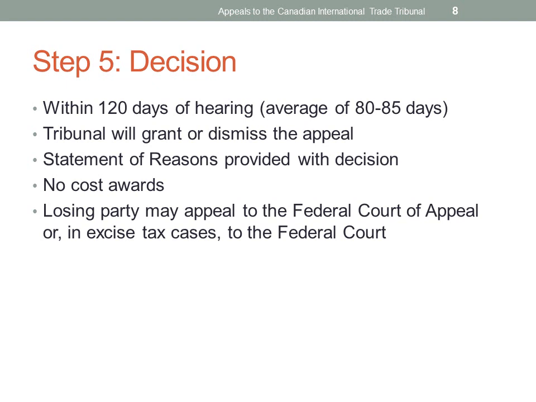The Tribunal aims to render a decision within 120 days of hearing the appeal. Typically, it issues its decision earlier. The Tribunal provides a statement of reasons for its decisions. Historically, the Tribunal has granted 1 in 3 appeals.